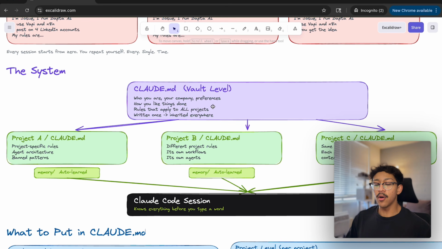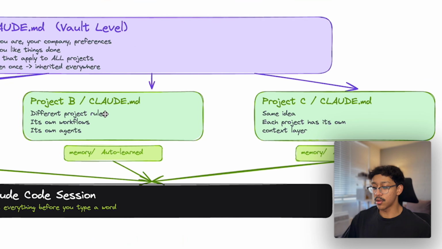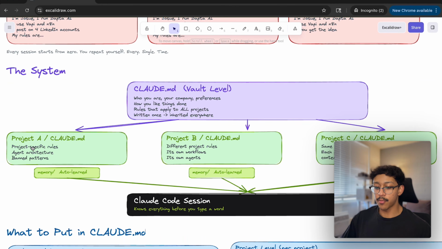And then inside of that vault, I have every single project, which is all the same projects that I have inside of my Claude Code folder. So project A has its own CLAUDE.md file. Project B has its own CLAUDE.md file. And then these files have project-specific rules, agents architecture, and bad patterns. This file was already created inside all of those folders from my sessions that I've been having since I started using Claude Code. The new one that was created was the vault level one.